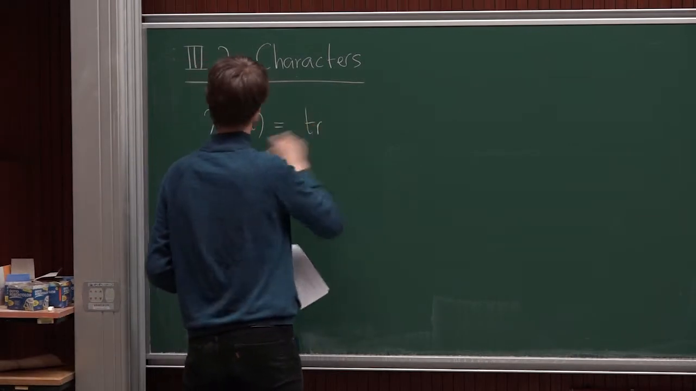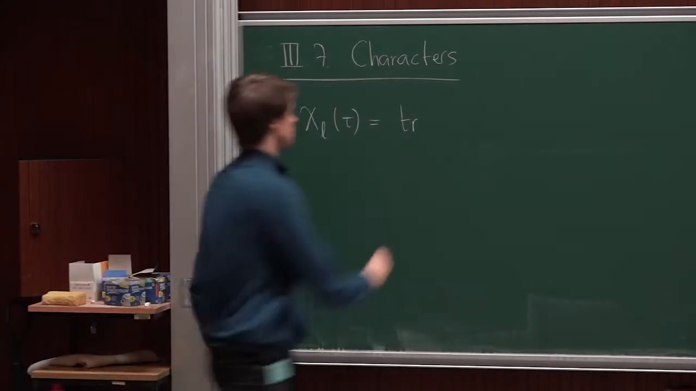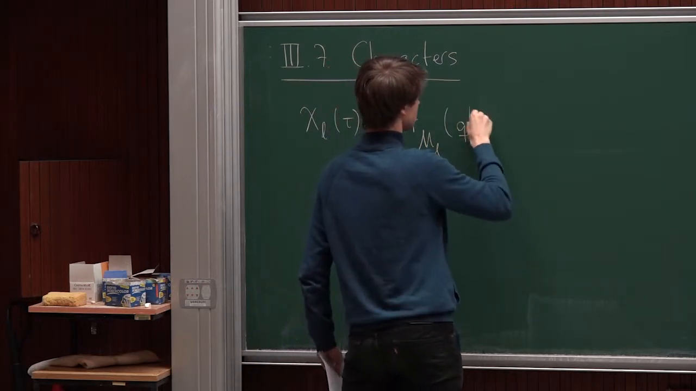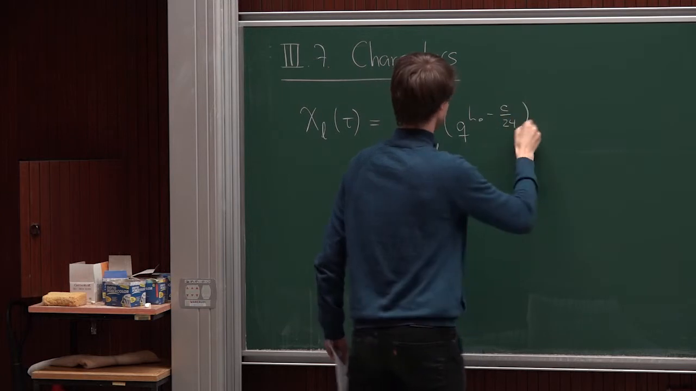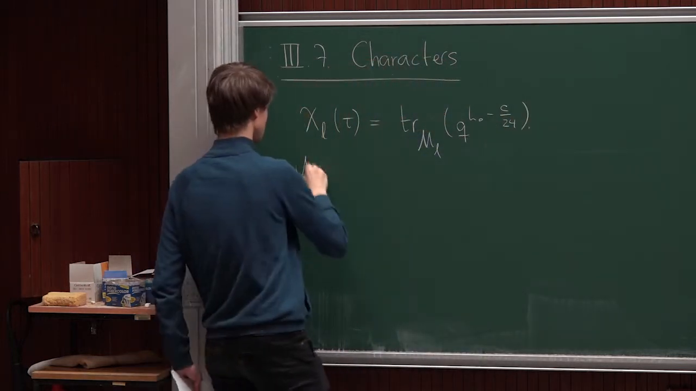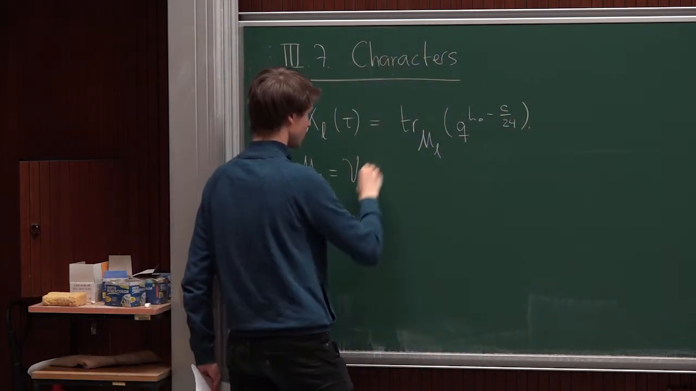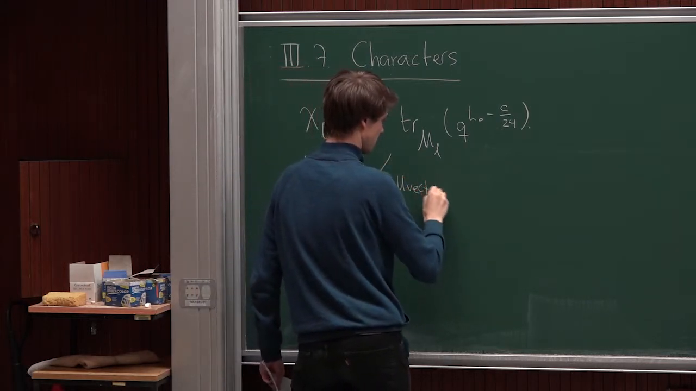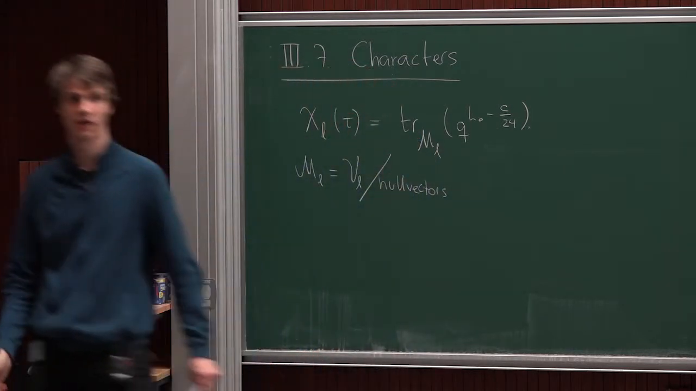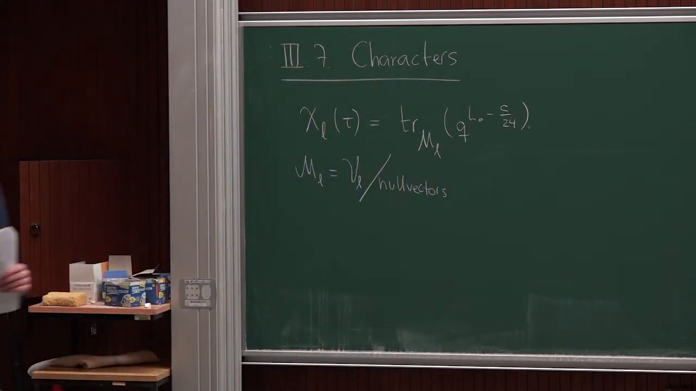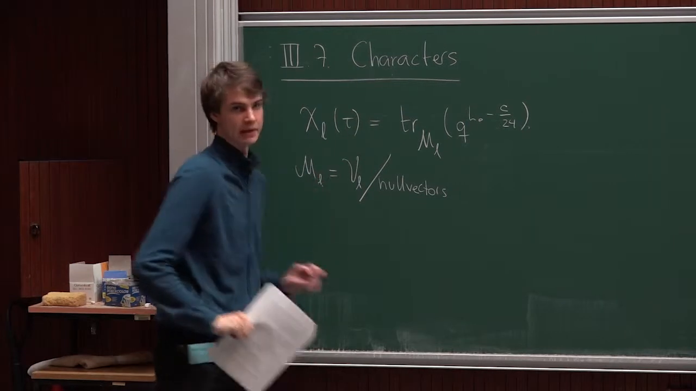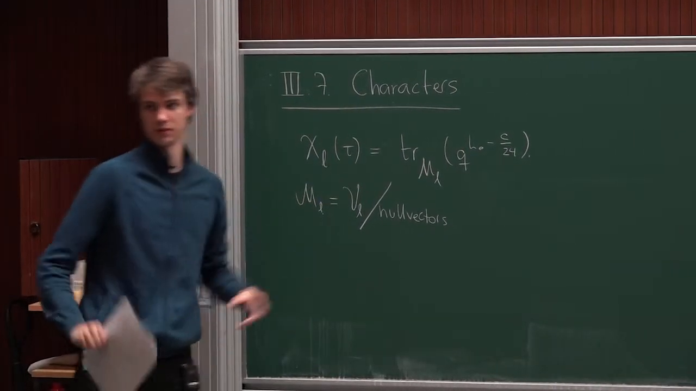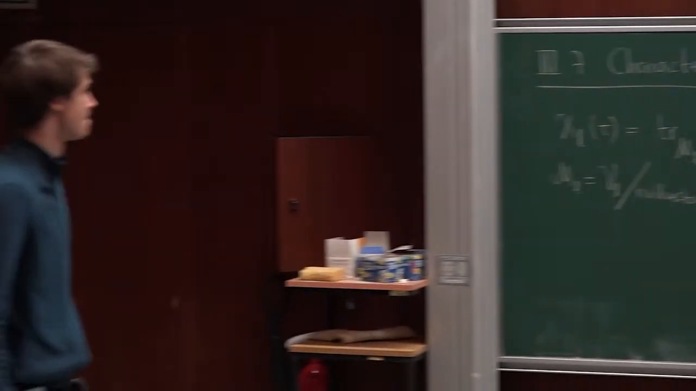A character, I put subscript L, is the trace of q to the L0 minus c over 24 over M_L, which I haven't introduced. M_L is the Verma module L where I divide out by all null vectors. It's what Sylvain called R for the Virasoro algebra. Now it's labeled by L. And this is the irreducible Kac-Moody representation.